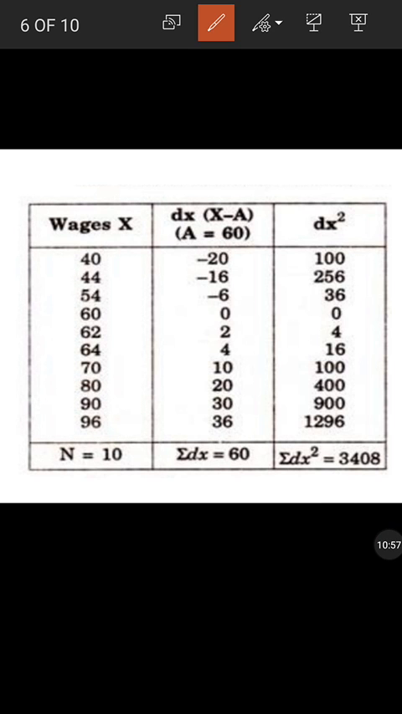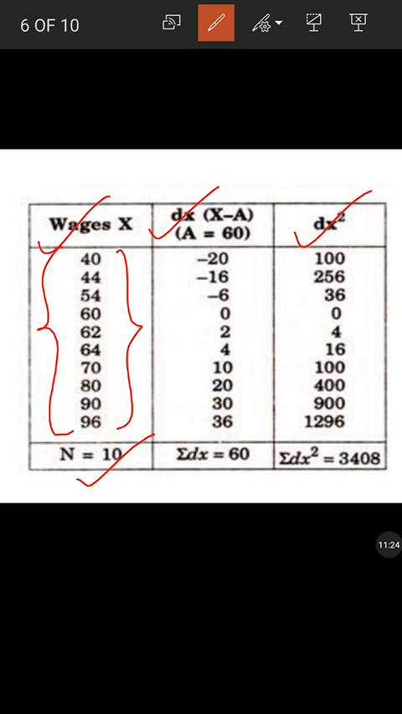In the question, x will be given. We have to calculate now dx and then dx square. First, the x values given in the question are taken here under x. Always remember, for an individual series, n is equal to the number of values given under x. How many values are here in x? There are 10 values, so n is equal to 10.